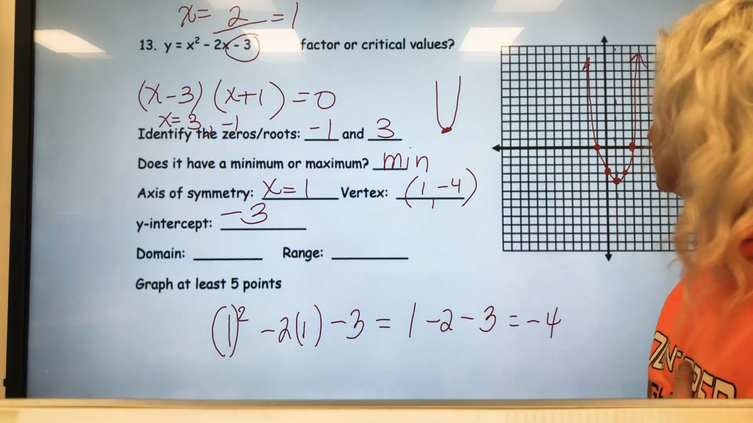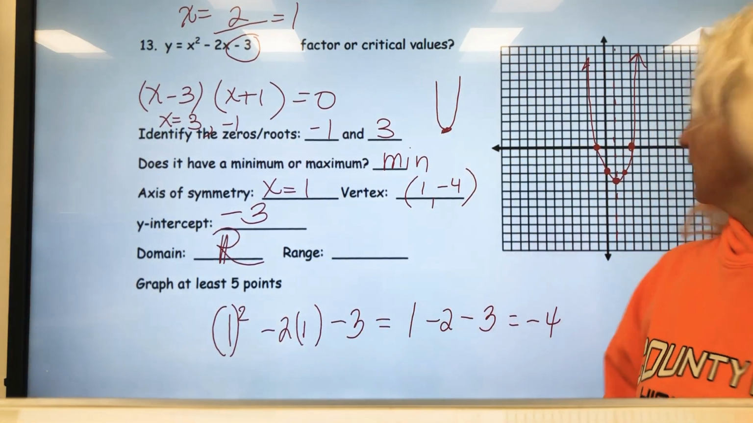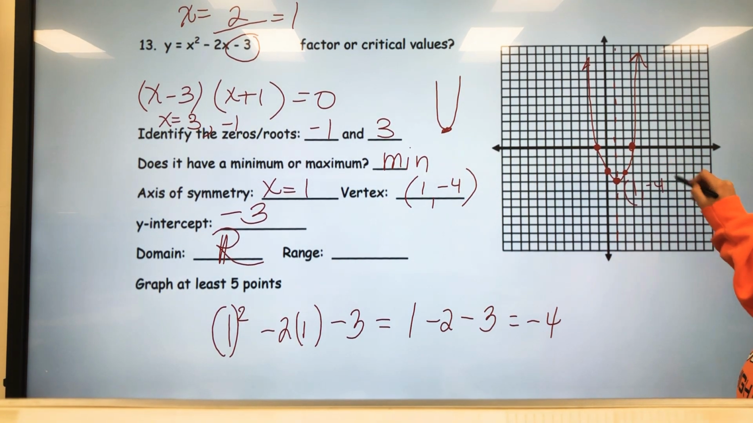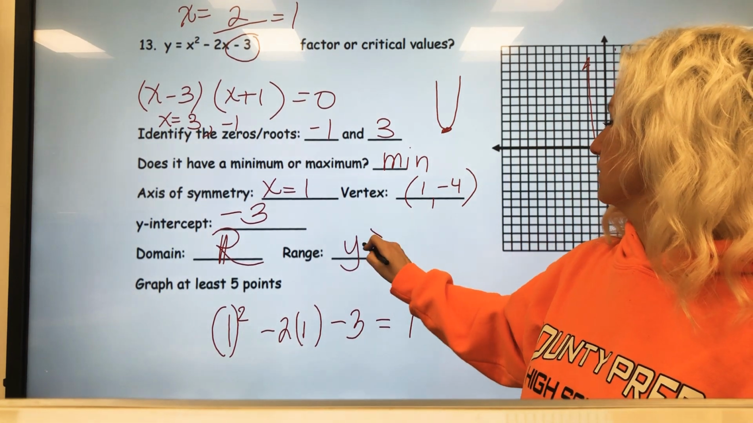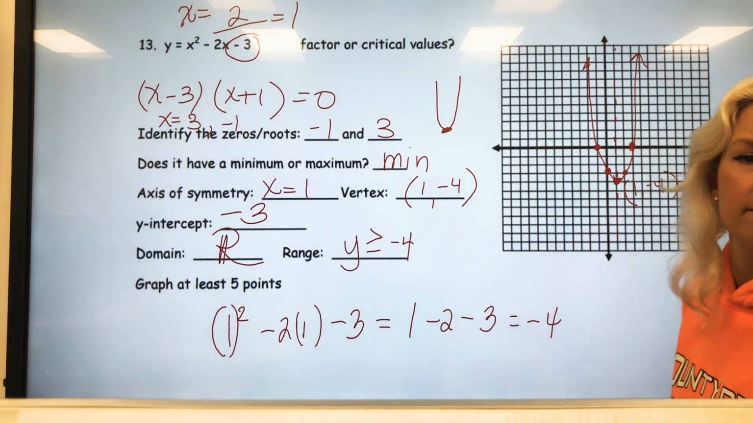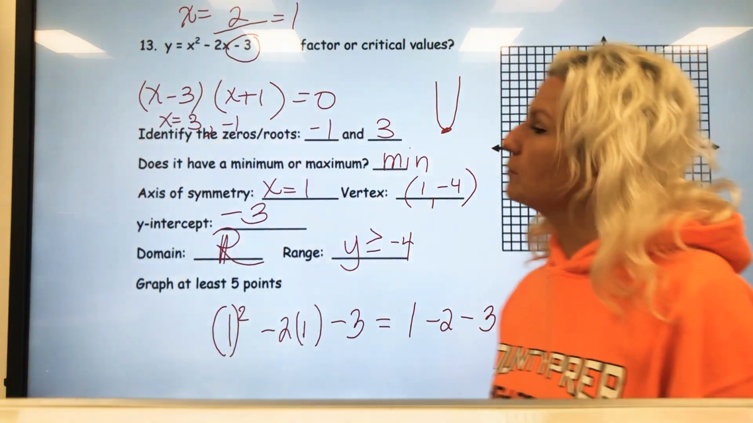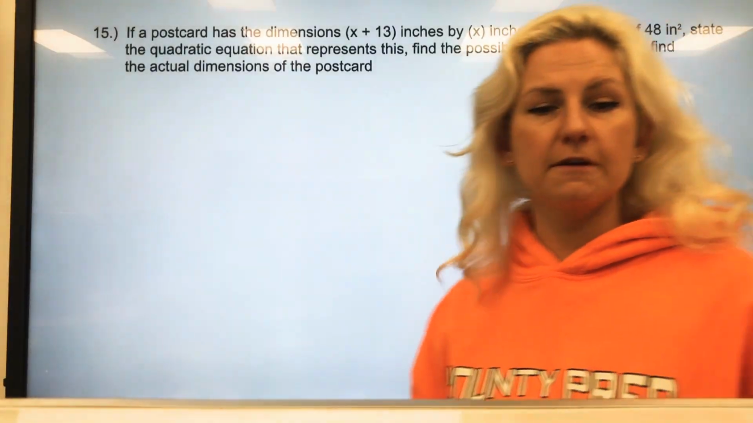Okay? And then my domain, again, my domain is all real numbers, right? My range is, this is 1, -4, right? So it's from -4 and everything greater. So y is greater than or equal to -4. All right, so that is number 13. What else we got? Okay, number 15.